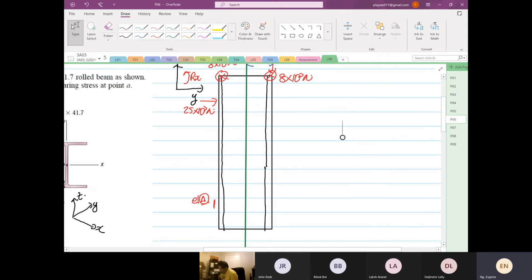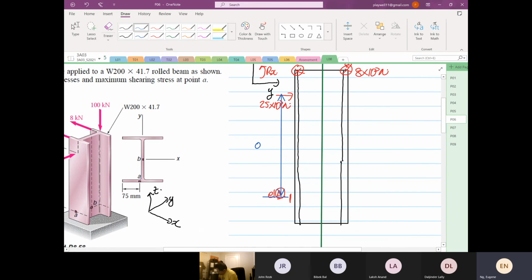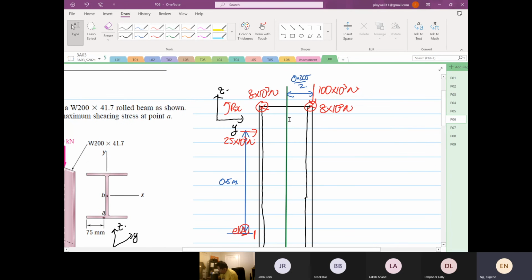Now, this moment, the 25 is going to be towards the what? Towards the element. Why? Because the perpendicular distance is parallel to the neutral axis, right? So this distance, we know that this is equal to what? This is equal to 0.5 meters. So you have to be really careful. A lot of students make this mistake. A lot of students will bring this up to the element.